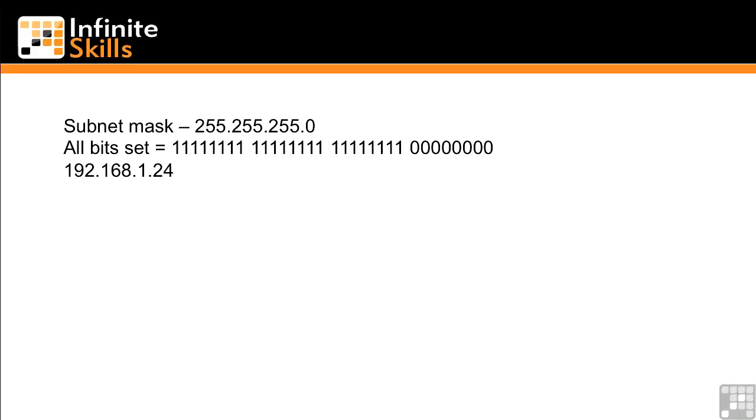So let's look at an IP address again. 192.168.1.24. If we've got a subnet mask of 255.255.255.0, which portion of that IP address is for the network and which part is for the host? Since all of the bits are set in the first 3 octets, that means all 3 octets there are for the network. That leaves the 4th octet for the host.